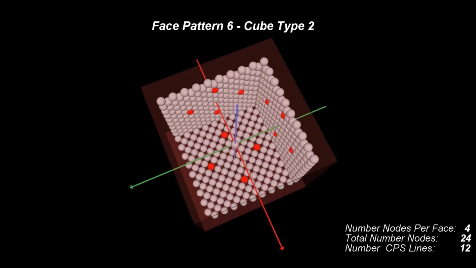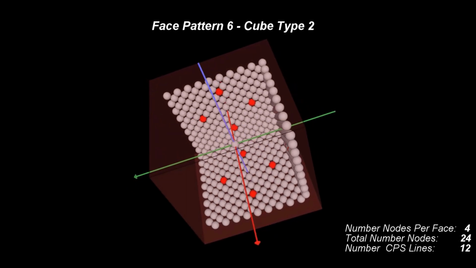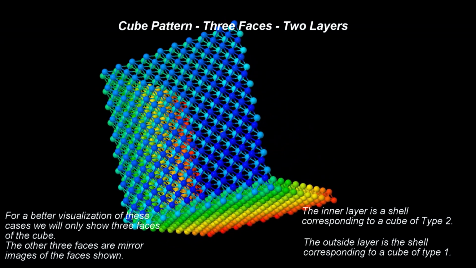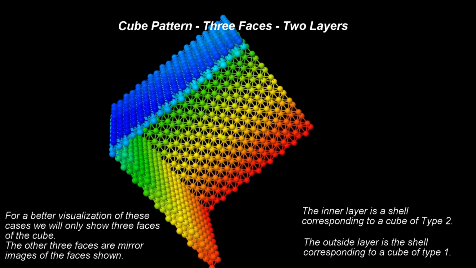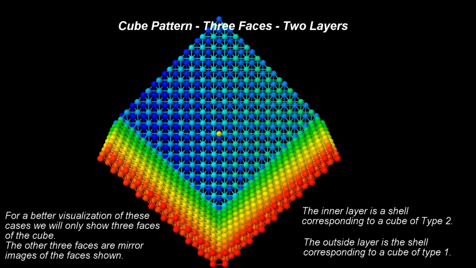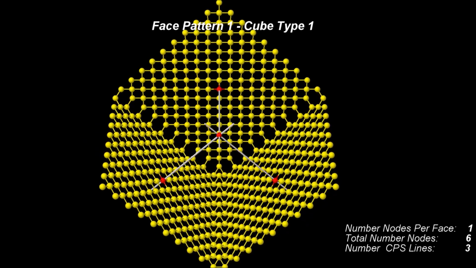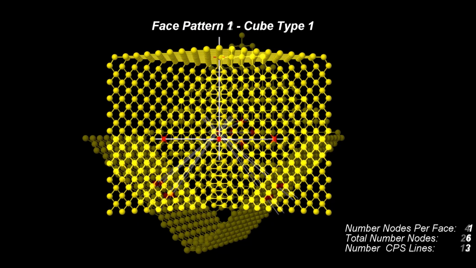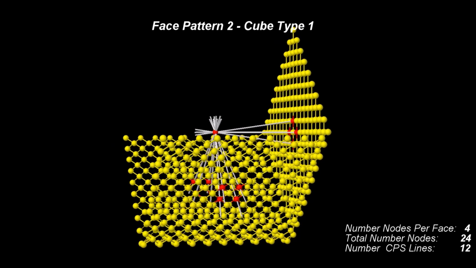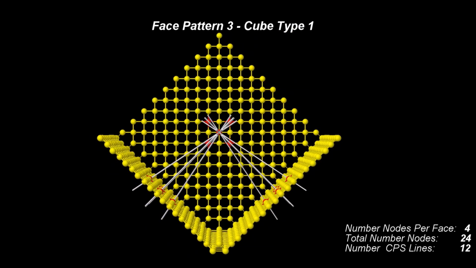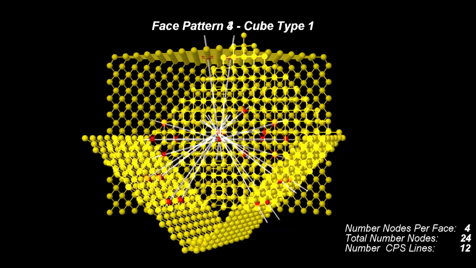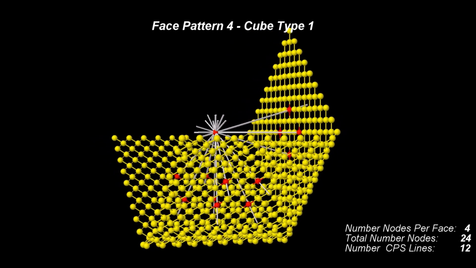Corresponding to these three cases, there are only three possible patterns of identical CPS lines. These patterns form fascicles of identical CPS lines with A. 3 identical CPS lines, B. 12 identical CPS lines, or C. 24 identical CPS lines. The remaining of this video shows such patterns of CPS lines. All these lines connect the center of the cube with patterns of nodes located on the faces of cubes, type 1 and type 2.